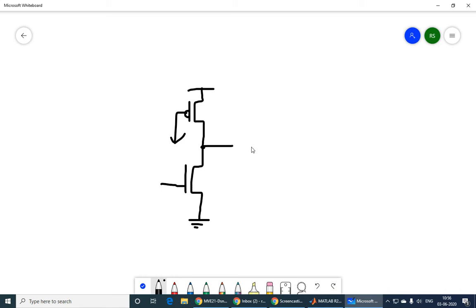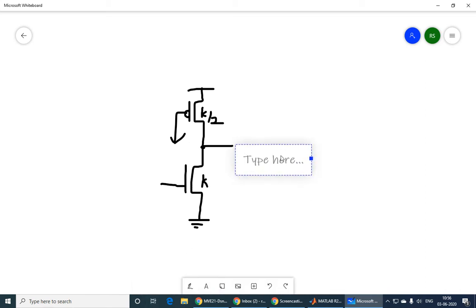Now the first rule to follow is we want to give sizes. So let's call this K. If this is K, our rule says that this should be K by 2. We don't know what is the value, so we'll just put it as K and K by 2. And now we will try to use the second condition in terms of the current to find out what is the value of this K and K by 2. So we have the difference of two currents. One is the current flowing through the NMOS transistor, other is the current flowing through the PMOS transistor.